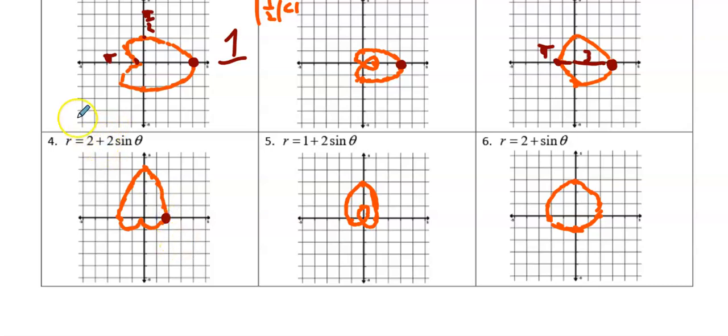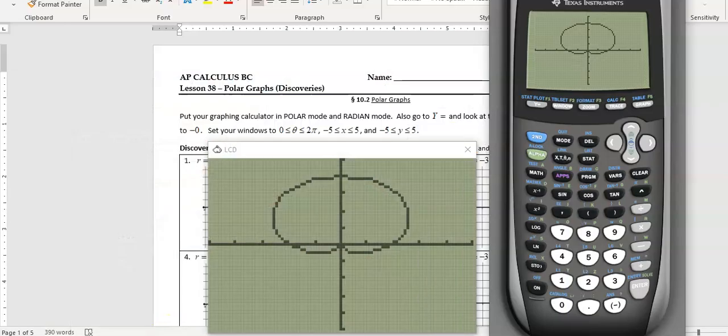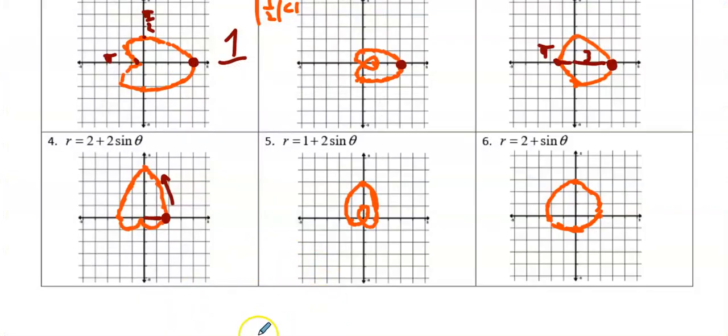This does not start at the pole, because again, if we start plugging in 0 here, we're going to get 2 times 0, 0, but we still have a radius of 2. So that's actually what's really interesting. And notice that it started going in this direction. So let's actually look at 5 and see what happens with that one.